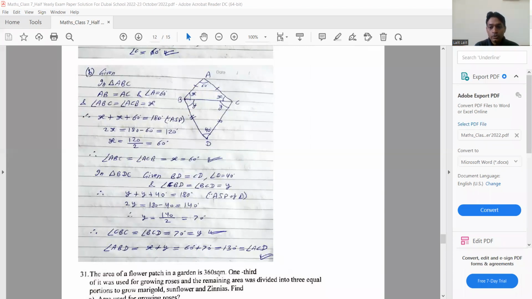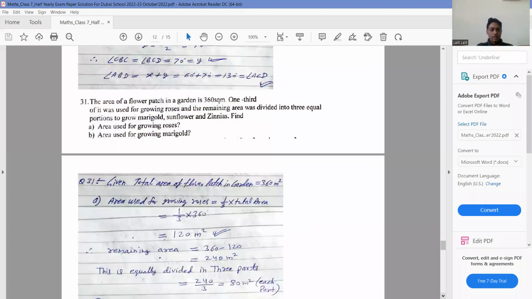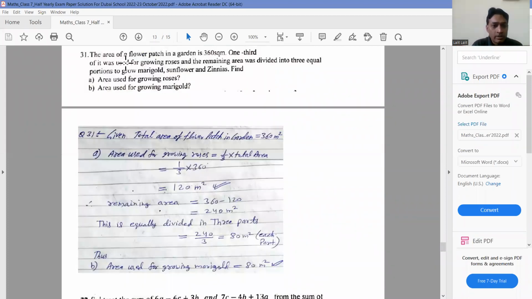Now question number 31. Again, read this question quickly. The area of a flower patch in a garden is 360 square meters. One third of it was used for growing roses, and the remaining area was divided into three equal portions to grow marigolds, sunflowers, and zinnias. Now we need to find two things: the area used for growing roses and the area used for growing marigolds. Again, we read the question carefully.